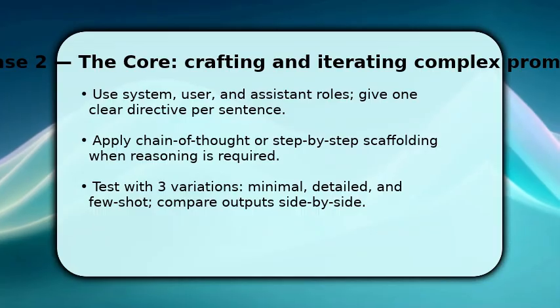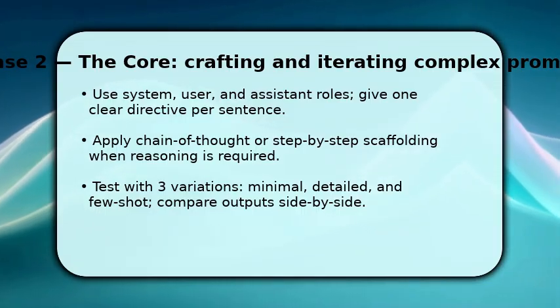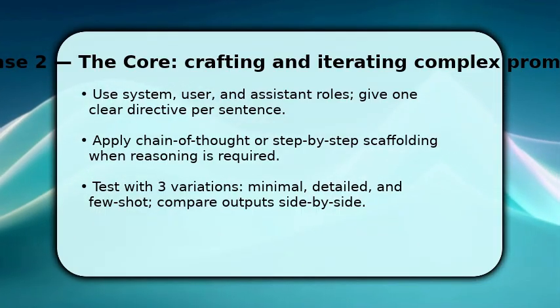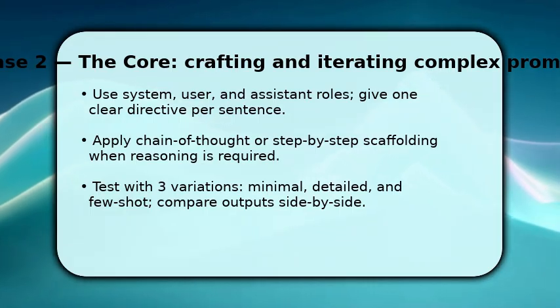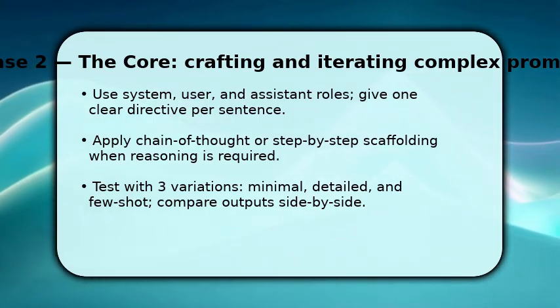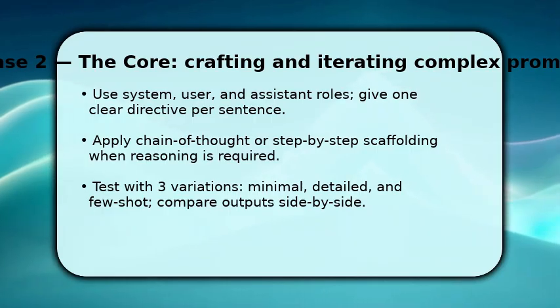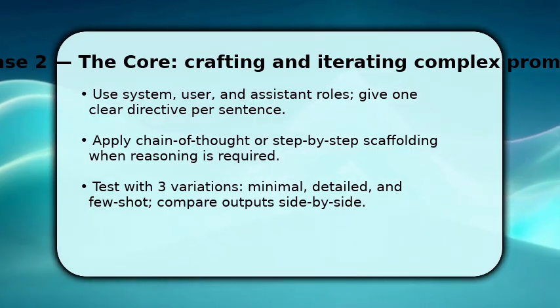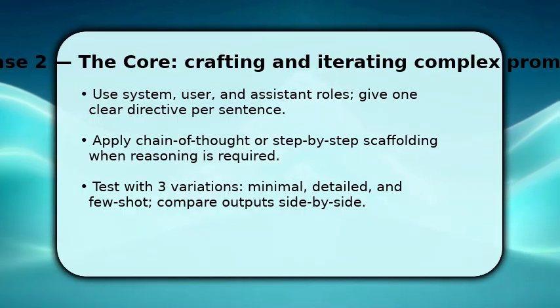Once responses arrive, compare minimal, detailed, and few-shot variants to judge fidelity and creativity. Make targeted edits to temperature, max tokens, and top P: lower temperature for precision, raise it for exploration. Iterate quickly. Keep changes small so you can track what improved the output.